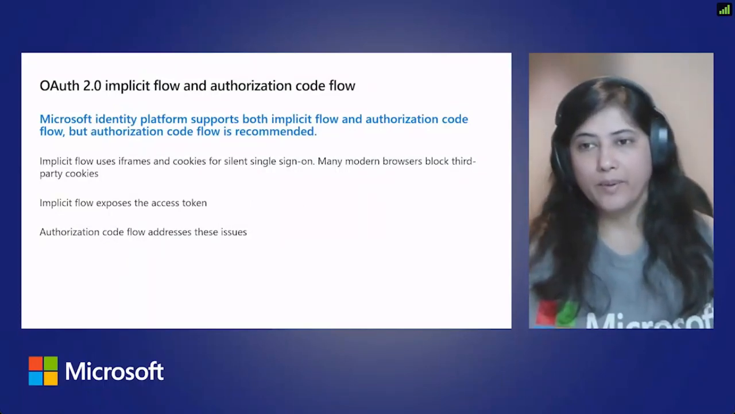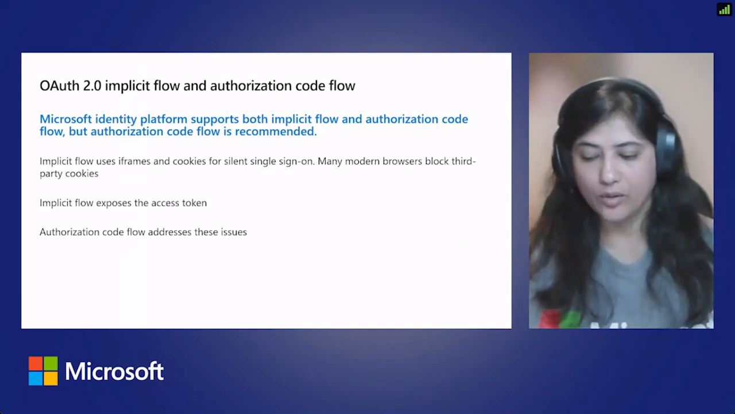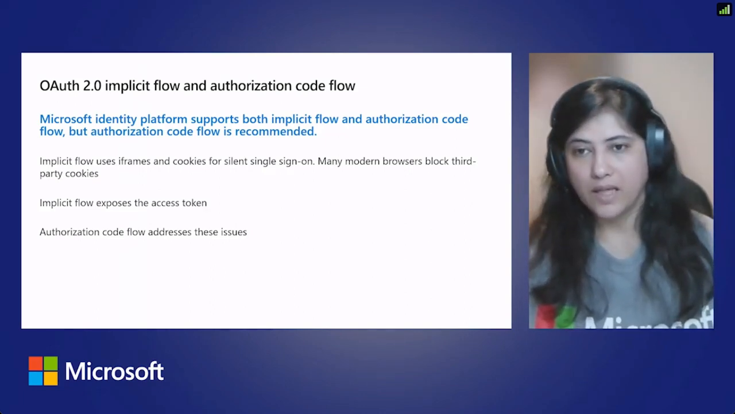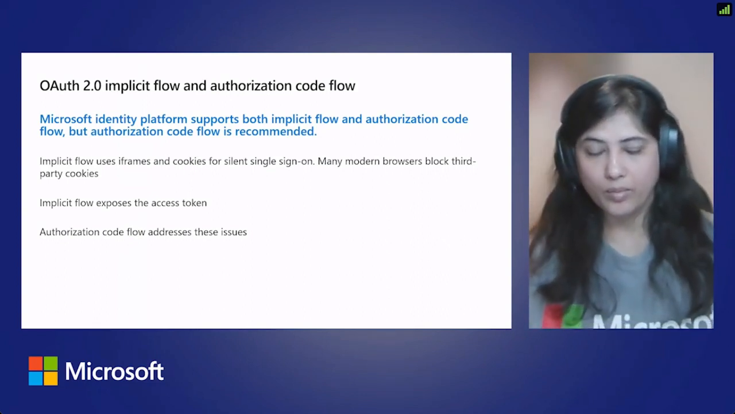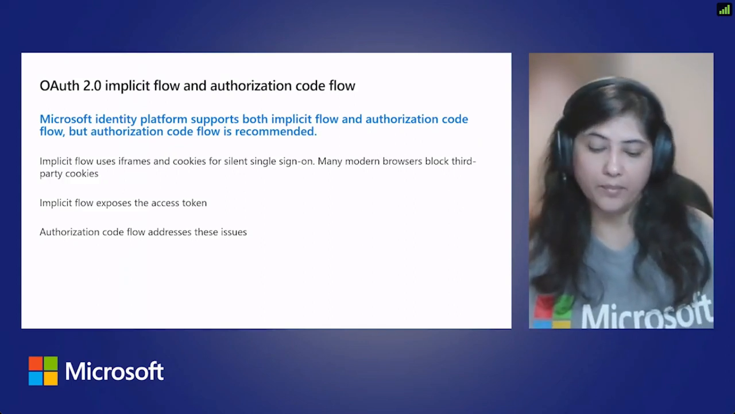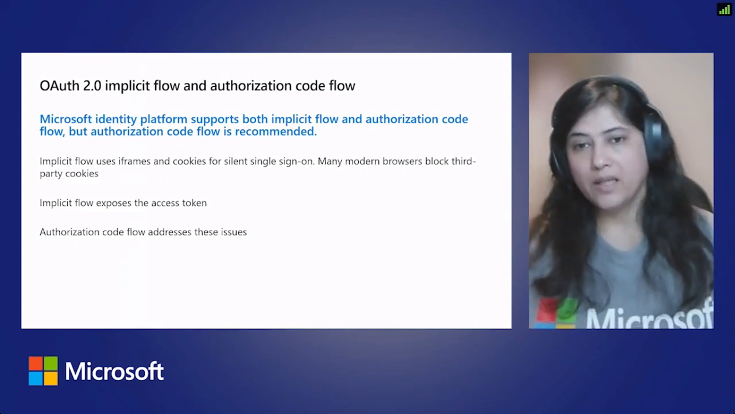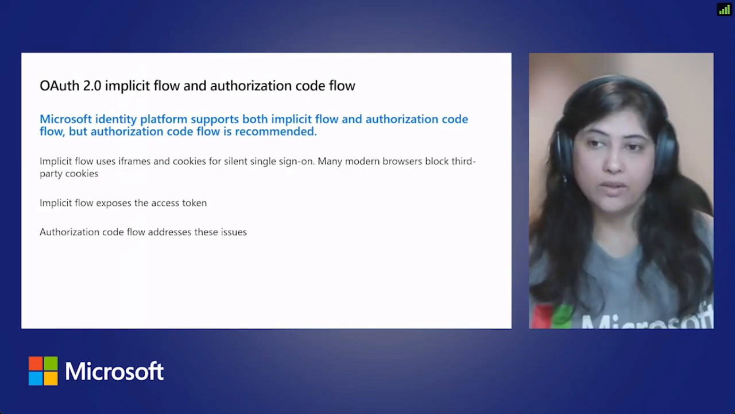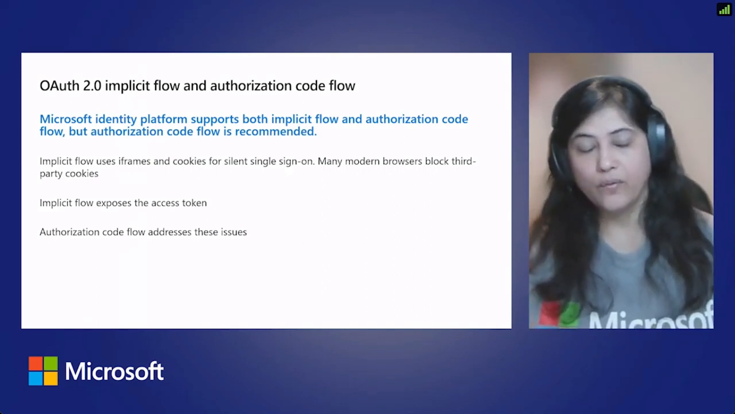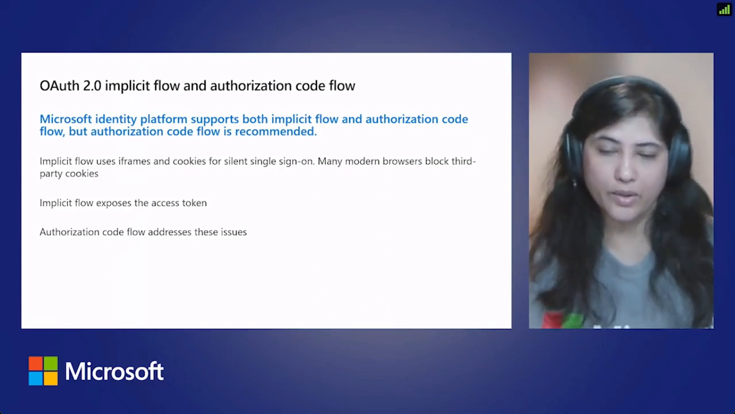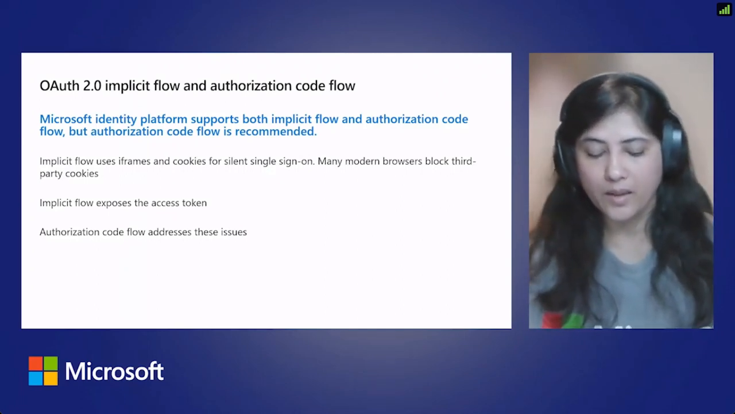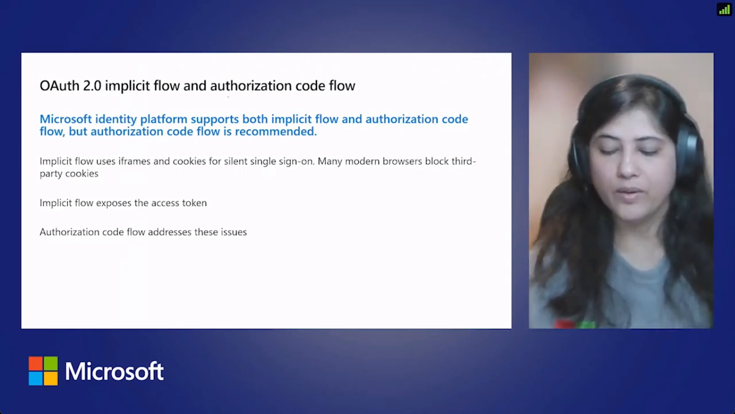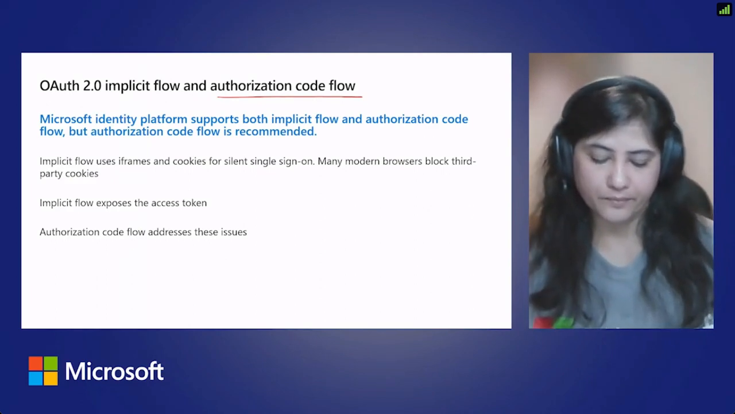Now, the pattern used to implement the implicit flow in SPAs included the use of iframes and cookies for single sign-on in the browser. However, many modern browsers now block third-party cookies, which breaks that implementation. In addition, there are concerns about the visibility of access tokens when using the implicit grant flow. So for these reasons, using OAuth 2.0 authorization code flow for SPAs is recommended over using the implicit flow. So you would be going with authorization code flow there.